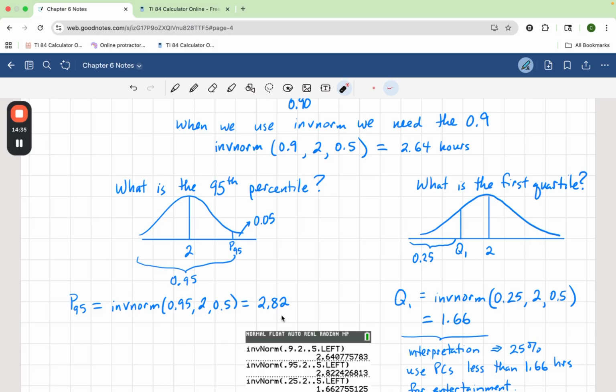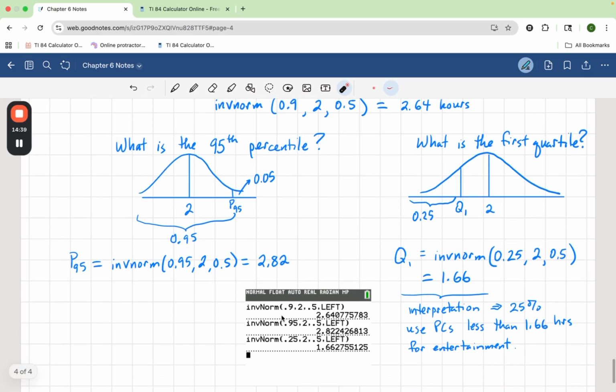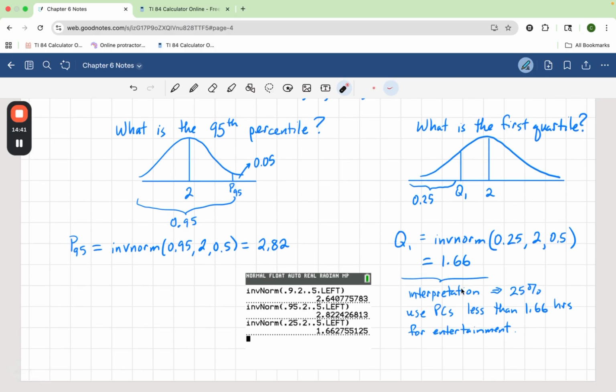What is the first quartile? Remember, first quartile means 25% of the data. So we inverse norm it with 0.25. So the interpretation is 25% use PCs less than 1.66 hours for entertainment.